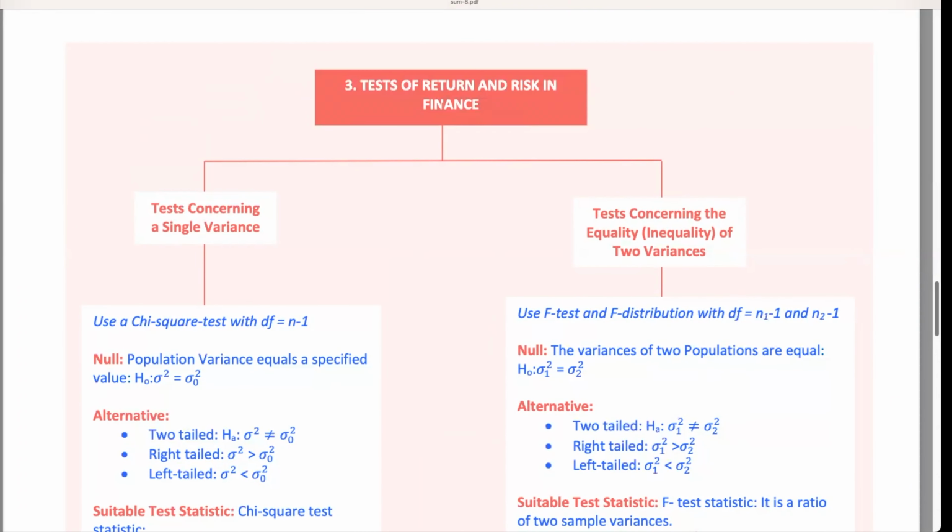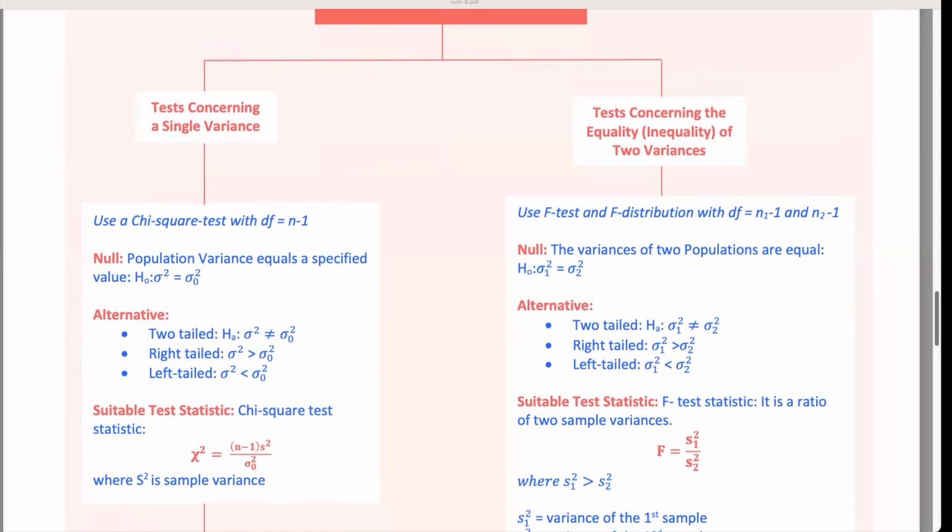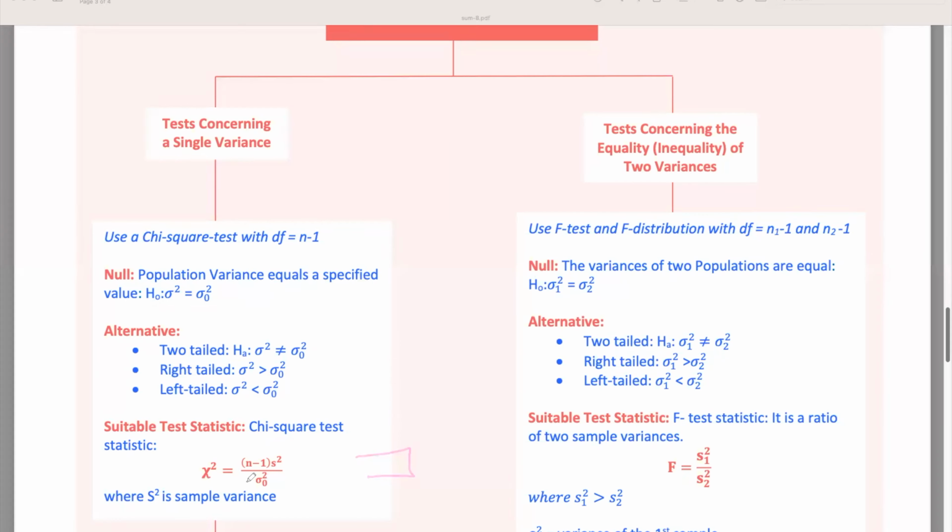Now, let's briefly go over hypothesis testing for a single variance and then comparing two variances. When testing a single variance, our null hypothesis states that the population variance equals a specific value. The alternative hypothesis might state that the variance is not equal to, greater than, or less than that value, depending on whether we're conducting a two-tailed, right-tailed, or left-tailed test. To test this, we use the chi-square statistic. The chi-square value is compared to the critical value from the chi-square distribution table.